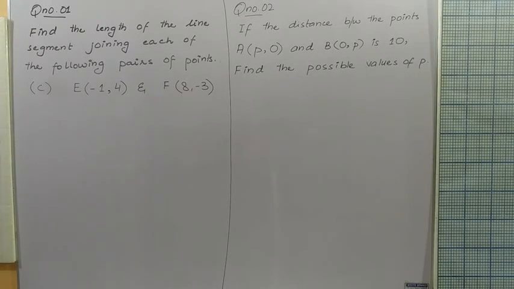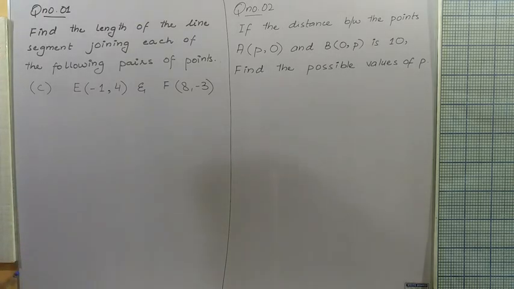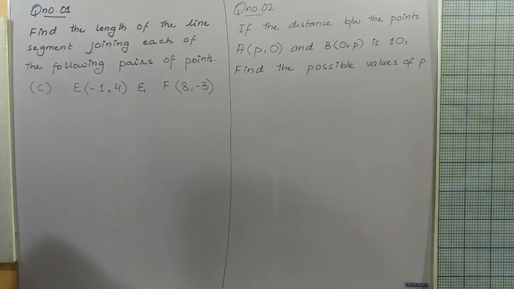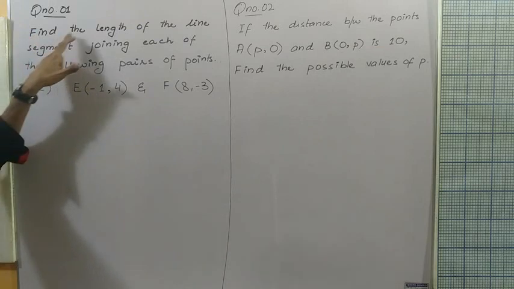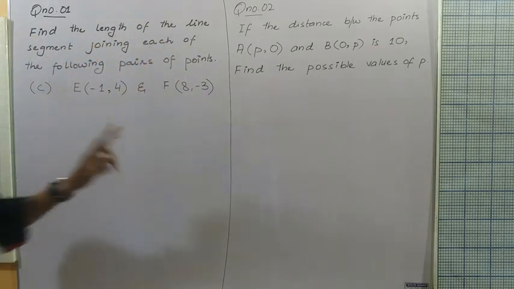Okay, now we are going to continue our discussion on the distance formula. I'll start again with the basic questions for those who have missed out the previous lessons, and I'm going to rediscuss how to apply the distance formula in solving these two questions. If you look at the first question, they're asking you to find the length of a line segment joining the following points.